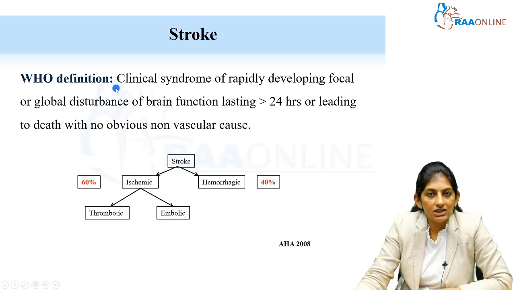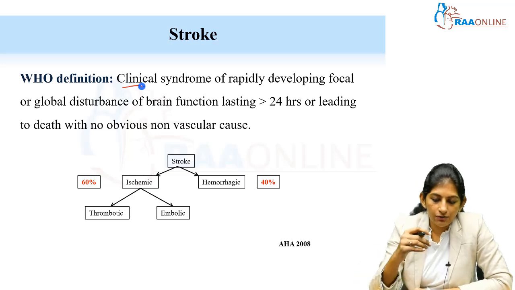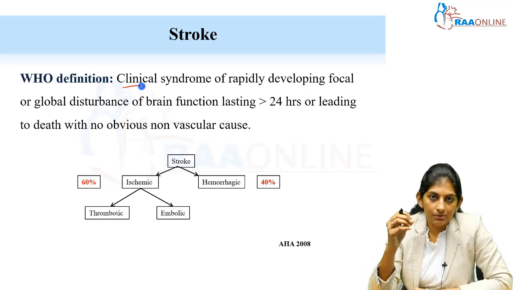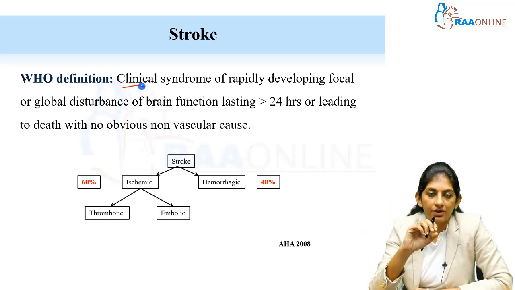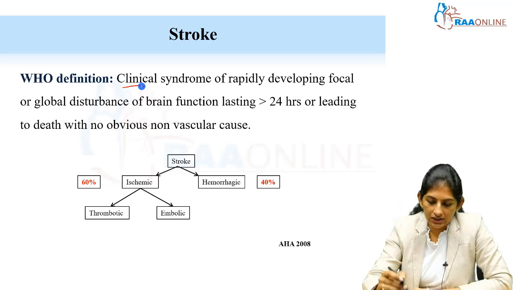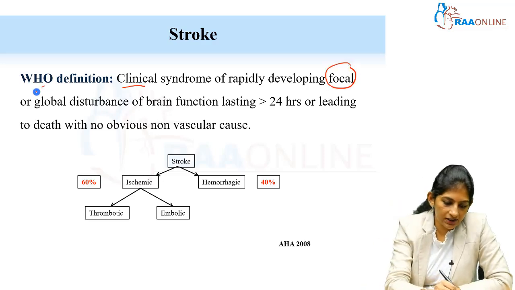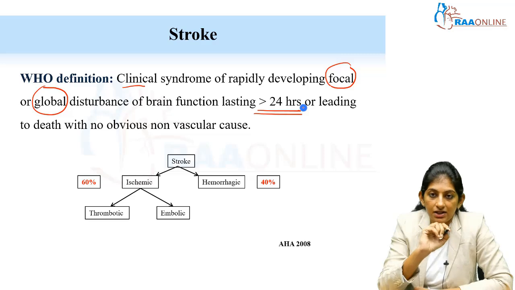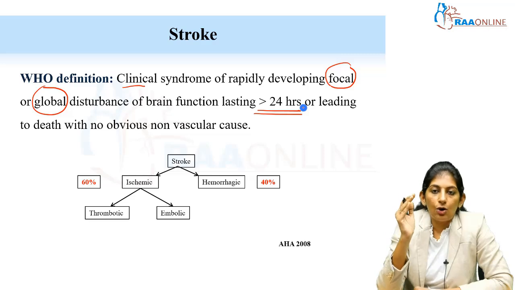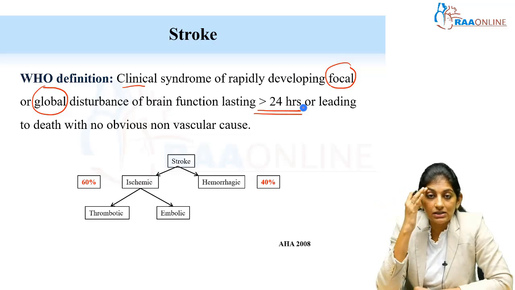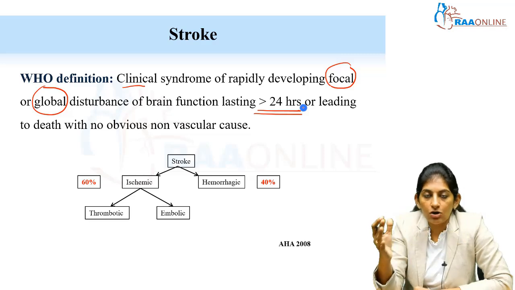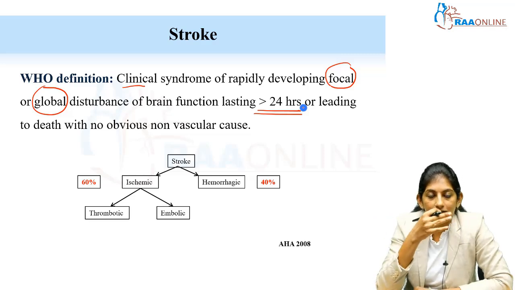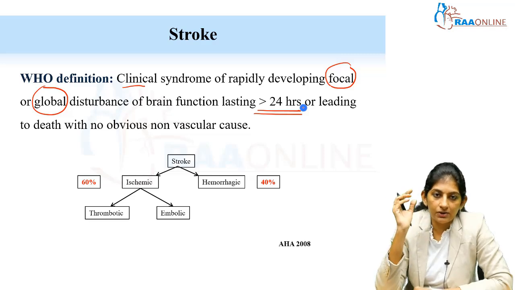This definition is given by WHO. They define stroke as a clinical syndrome of rapidly developing focal disturbance, or it can be a global disturbance of brain function. The duration of this disturbance should last more than 24 hours. That is very, very important. If it is less than 24 hours, it is going to be a transient ischemic attack. Or if this rapidly developing disturbance of the brain leads to death without any obvious non-vascular cause, that also comes under the stroke definition.